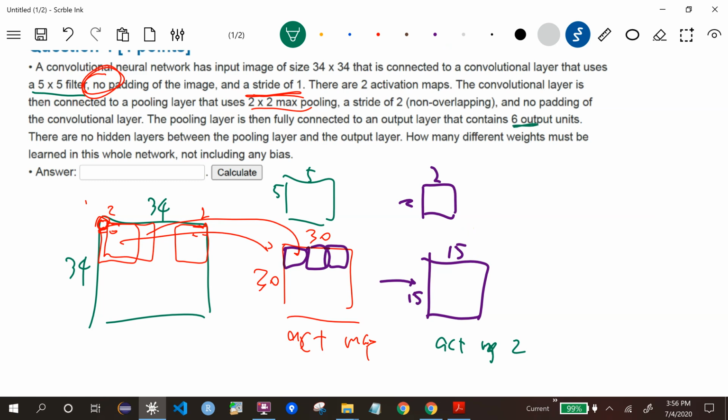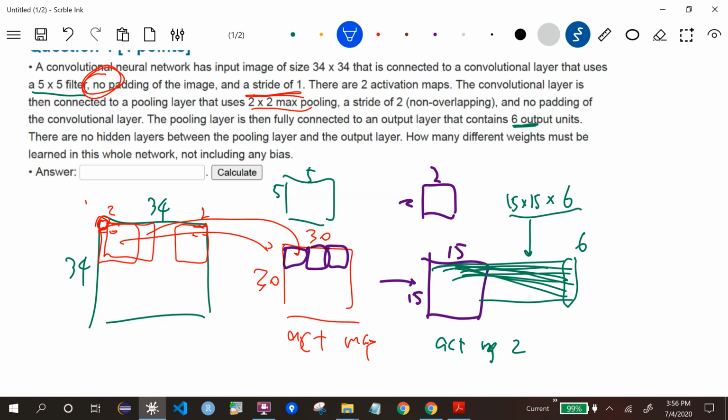And lastly, there are 6 output units. So there are 6 of these. There are weights connecting everything to everything, so basically, there are lots and lots of weights. In particular, there are 15 by 15 units, and there are 6 output units. So there are this many weights.